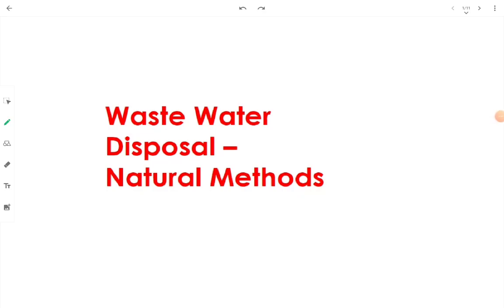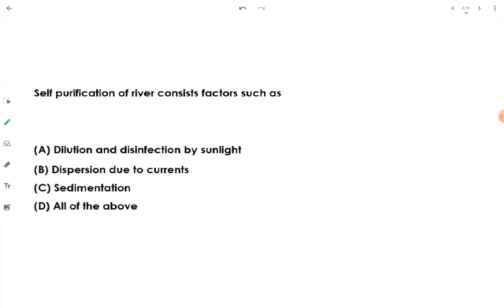So we are going to talk about natural methods of wastewater disposal in the subject wastewater engineering in the format of explained objective questions. And the first question in front of us is saying self-purification of river consists of factors such as dilution, disinfection by sunlight, then dispersion due to currents and sedimentation.